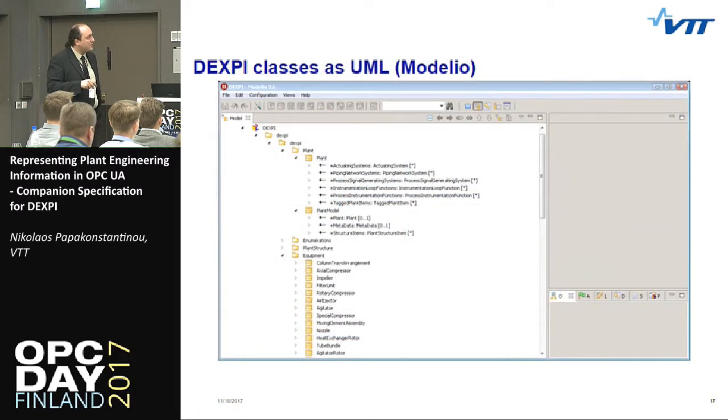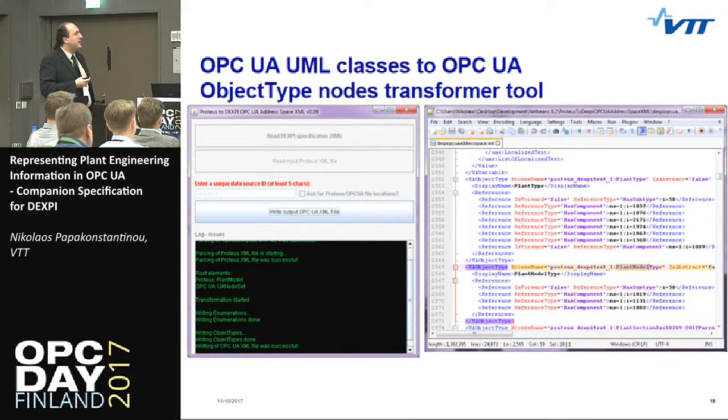So you see all the different equipment types, axial compressor, agitator, nozzle. So it's all the equipment that is supported by the DEXPI specification. And we take this XMI, so it's the UML as it looks in an XML file format. We run it in a tool, and we can get the node set corresponding to these classes. So it has all the object types that we want to use.